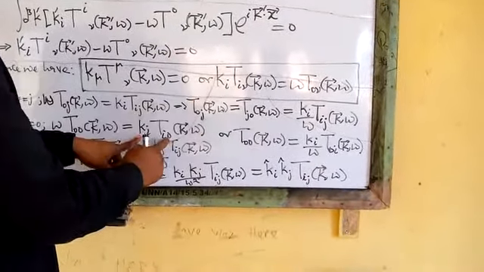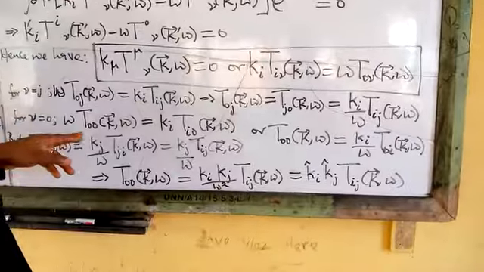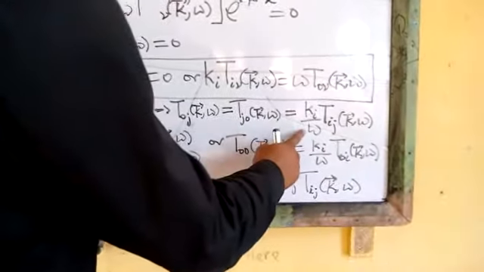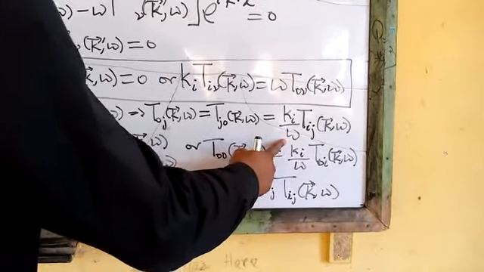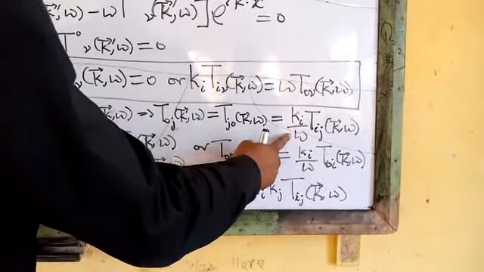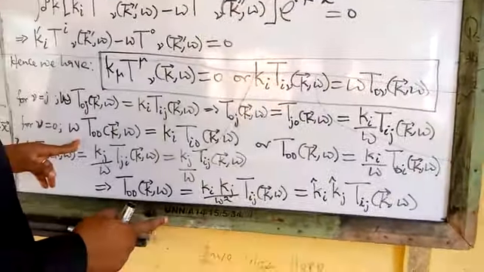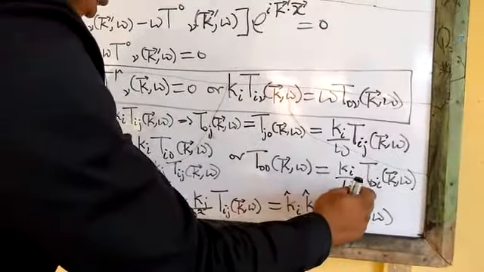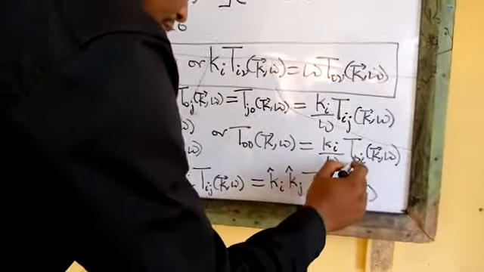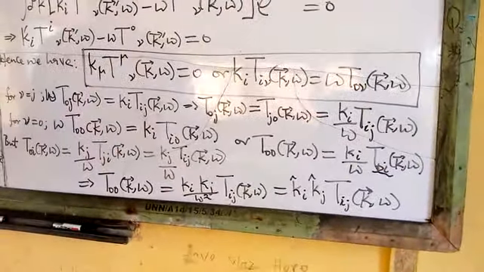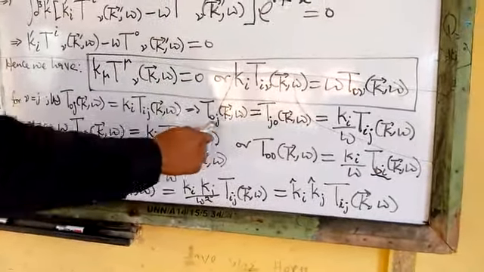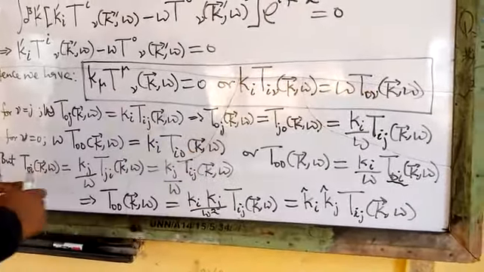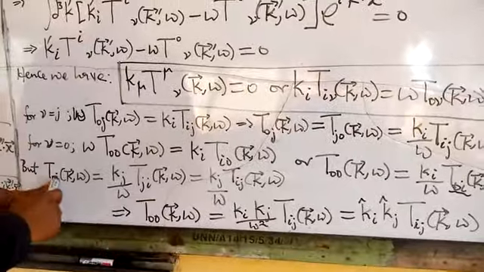The nu here has been replaced with 0. Now, making t 0 0 subject of the formula, what I'll get is k sub i all over omega, t sub 0 i. But this expression, we could also rewrite from this one here. As you can see, what we obtained here actually was t sub 0 j, but I might as well have written that expression for t sub 0 i.